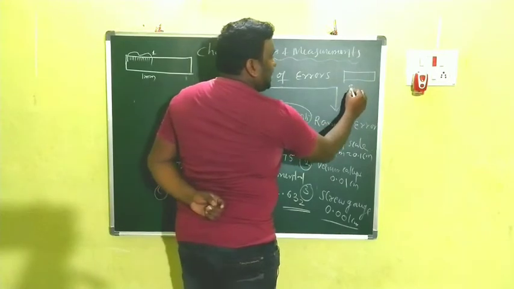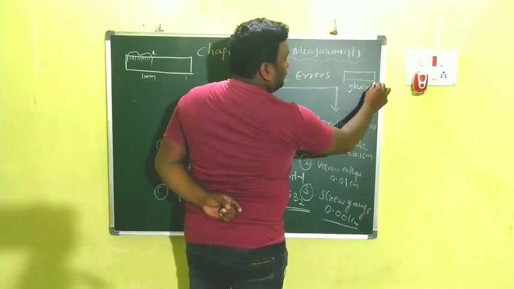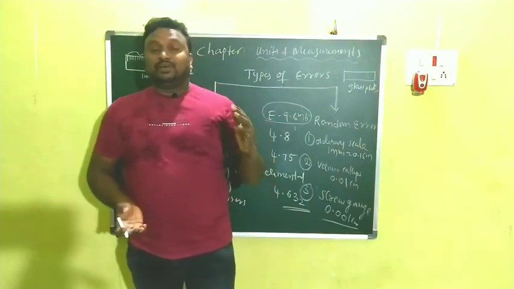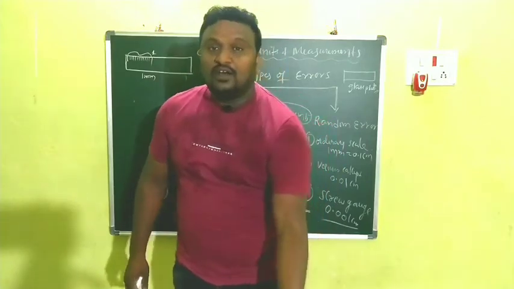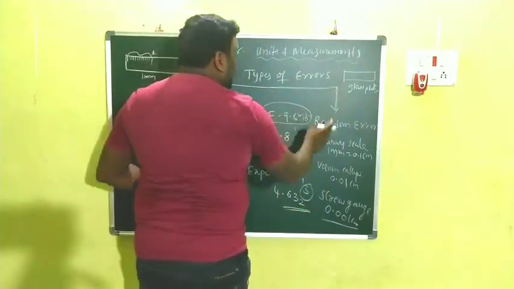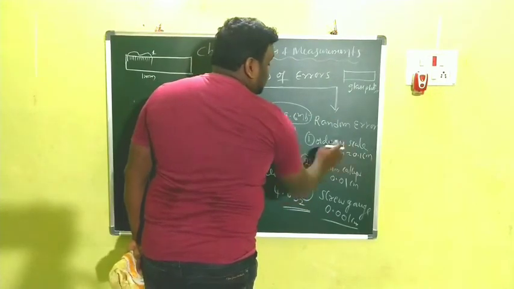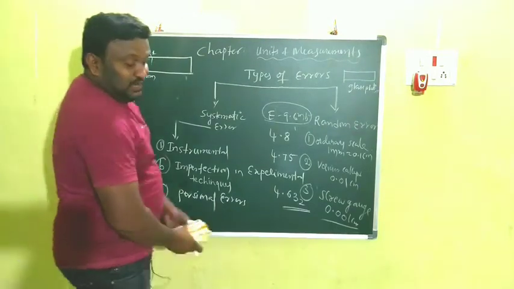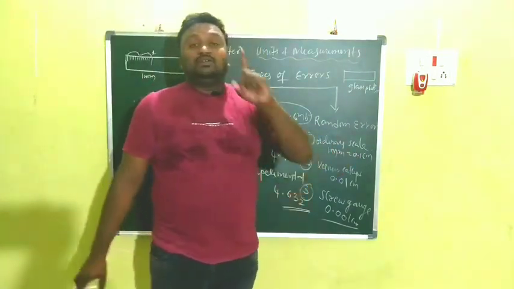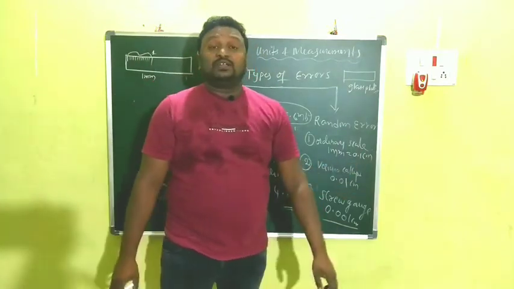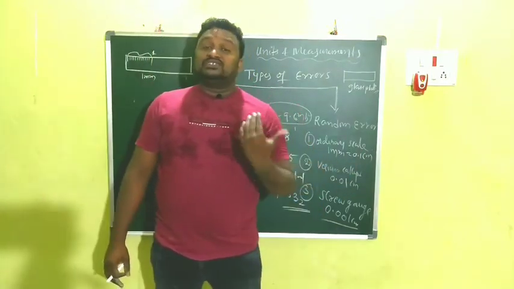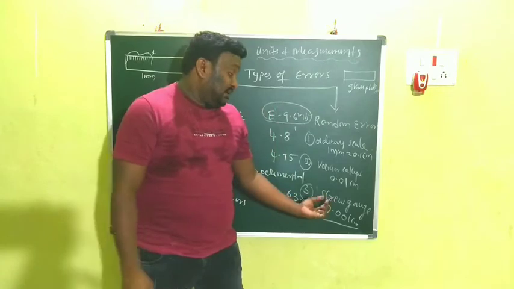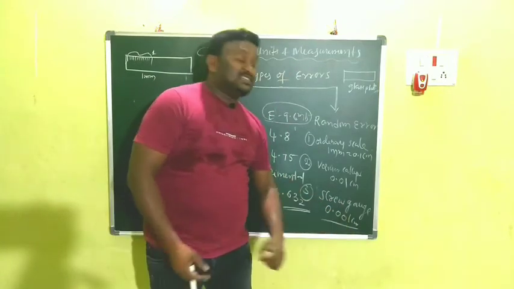This is the glass plate. We want to find out the length by using different instruments. The first is the ordinary scale. By using the ordinary scale, what is the least value we can measure? 1 millimeter. Each division is 1 millimeter, that means 0.1 centimeter. By using vernier calipers, we can measure up to 0.01 centimeter. And by using the screw gauge, 0.001 centimeter.